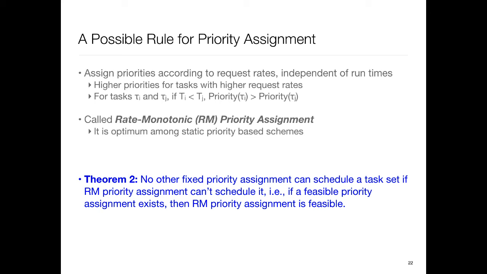Or try to see whether that schedule works. If it works, great. If it doesn't, then no other priority assignment can do it. With the caveat that deadline equals period. That's a very important one, okay? And the other caveat, that it is static priority, because of the way we are defining it.